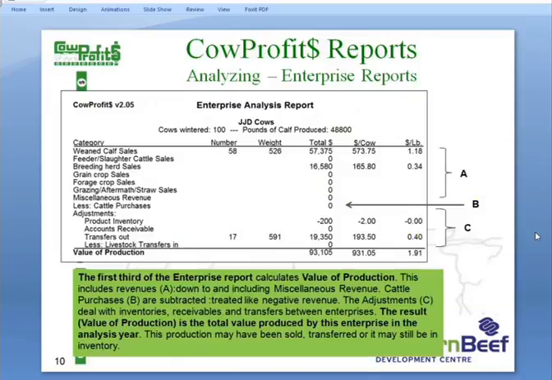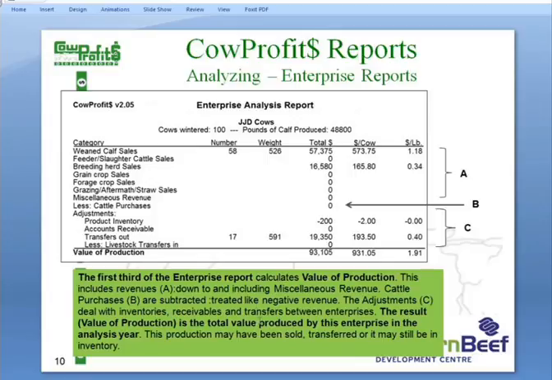So the first third of the enterprise report calculates the value of production. That includes all of the revenues down to and including miscellaneous revenue. Then in the case of livestock reports, we subtract out the cattle purchases, and that means they're treated like a negative revenue. And then the next part are the adjustments to revenue. So that will be the inventories, receivables, the transfers, and so on.